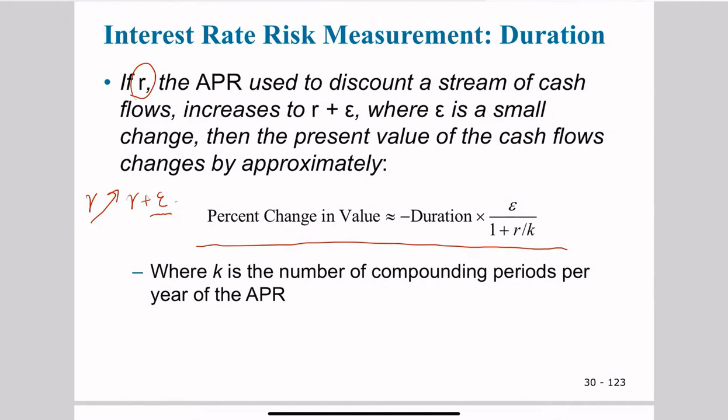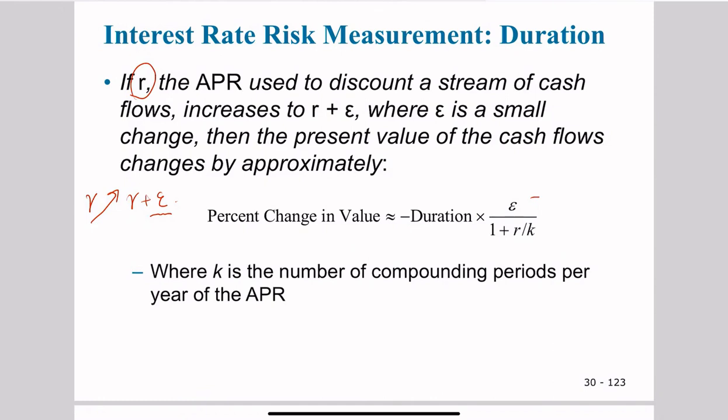What you can see here is, first, if the APR increases, that is, if this epsilon is positive, then the percentage change in value is negative. It is smaller than 0, right? This is easy to understand because when you discount cash flows using a larger discount factor, the present value will be lower, right? And this is a very nice formula because it tells you that given this small change epsilon, if these cash flows have longer duration, then the percentage change in value will be larger, right?